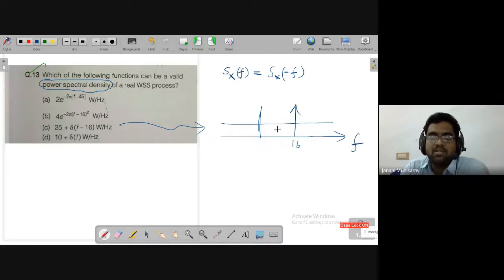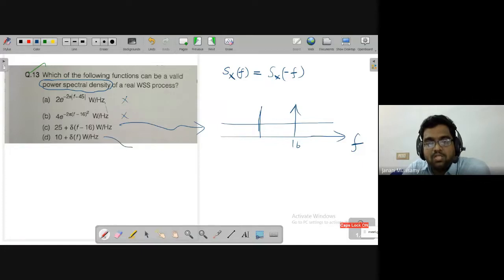So definitely this is not an even function. Even function means it must be symmetric with respect to the y-axis. So it is not an even function. Similarly, you try to apply, instead of f, minus f. Definitely this is also not an even function.